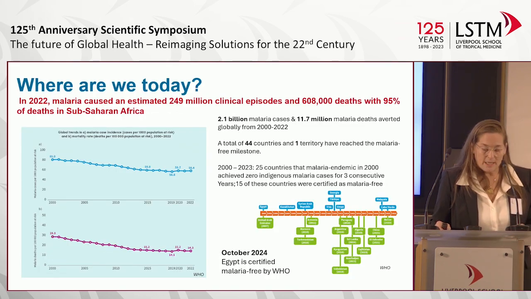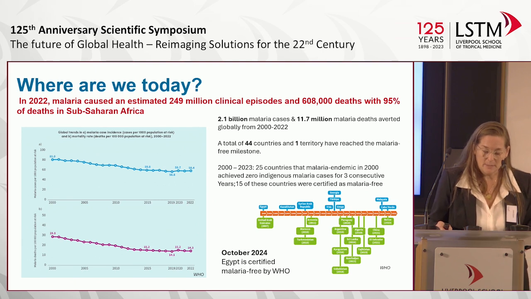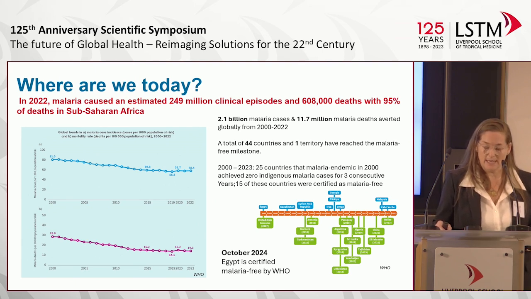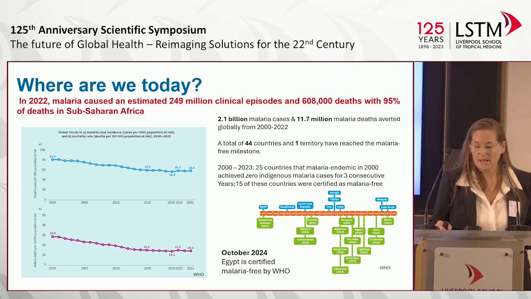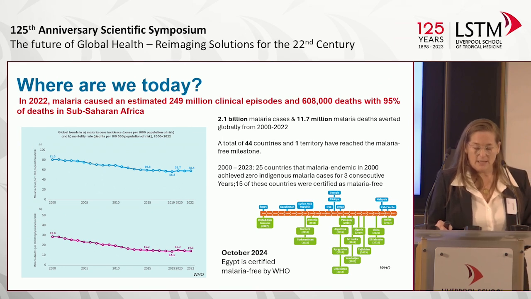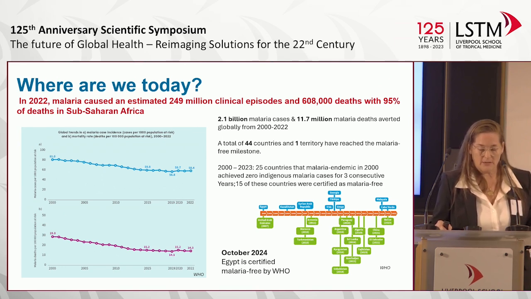So where are we today? Well, from the last data from the World Health Organization World Malaria Report in 2022, there was an estimated 249 million cases and 608,000 deaths, with 95% of these occurring in sub-Saharan Africa. Despite the devastatingly high numbers, it's important to understand the efforts over the past 22 years have estimated to have averted 2.1 billion cases and 11.7 million deaths.